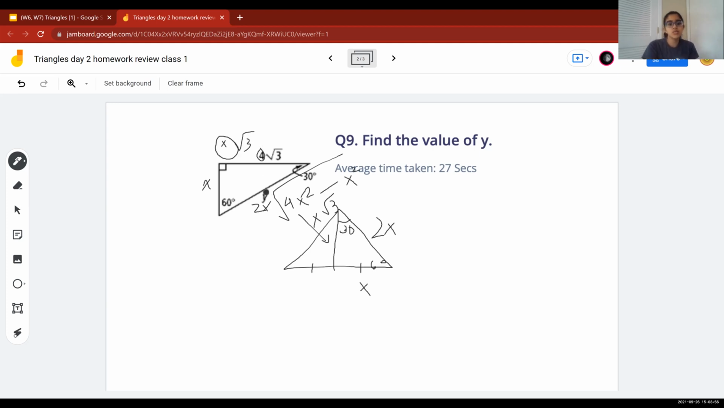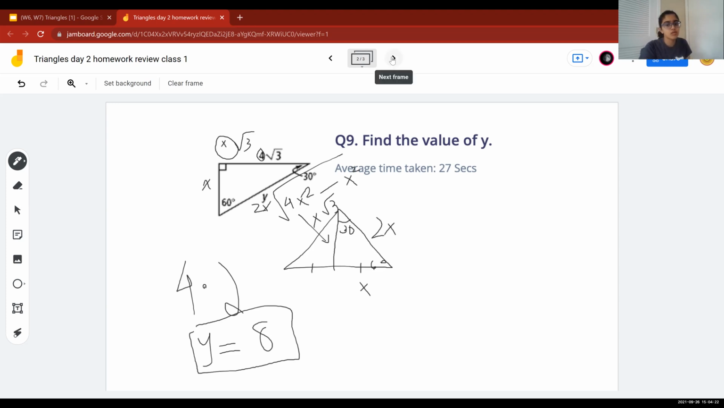And now we know that y is 2x. So we do 4 times 2, and we get that y is equal to 8. So does anyone have any questions about that? Because this was one of the most missed questions. Okay, I'm not seeing any questions. So hopefully you guys would get a question like this next time.